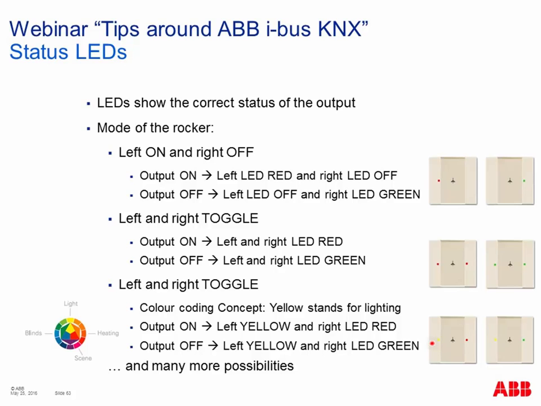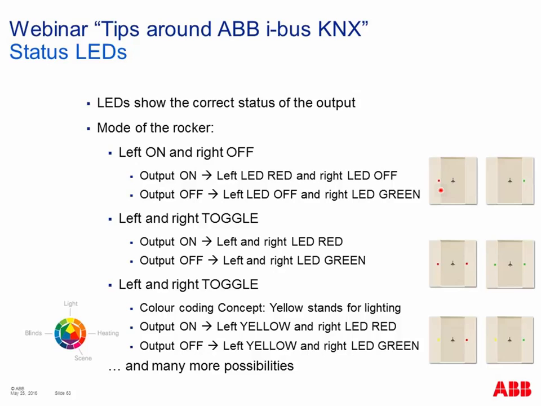Or we use, for example, the blue LED to show this is a rocker for controlling the blinds and the shutter. Or, for example, the purple to call a scene. So here are only some examples of how you can use the LEDs. There are maybe many more solutions.